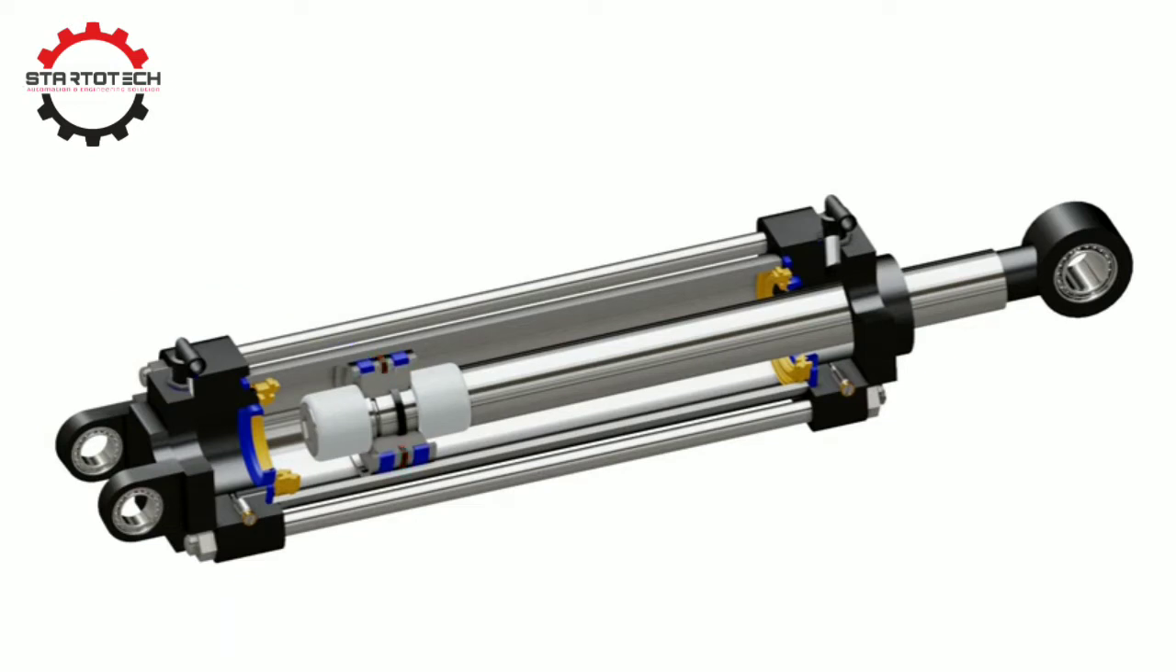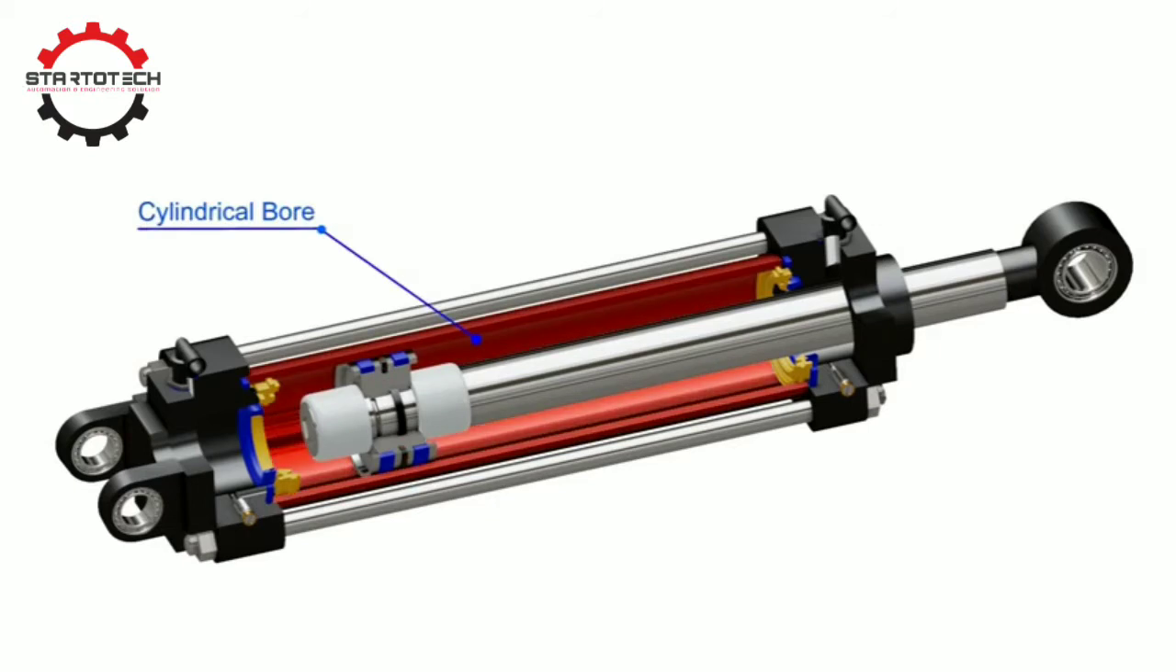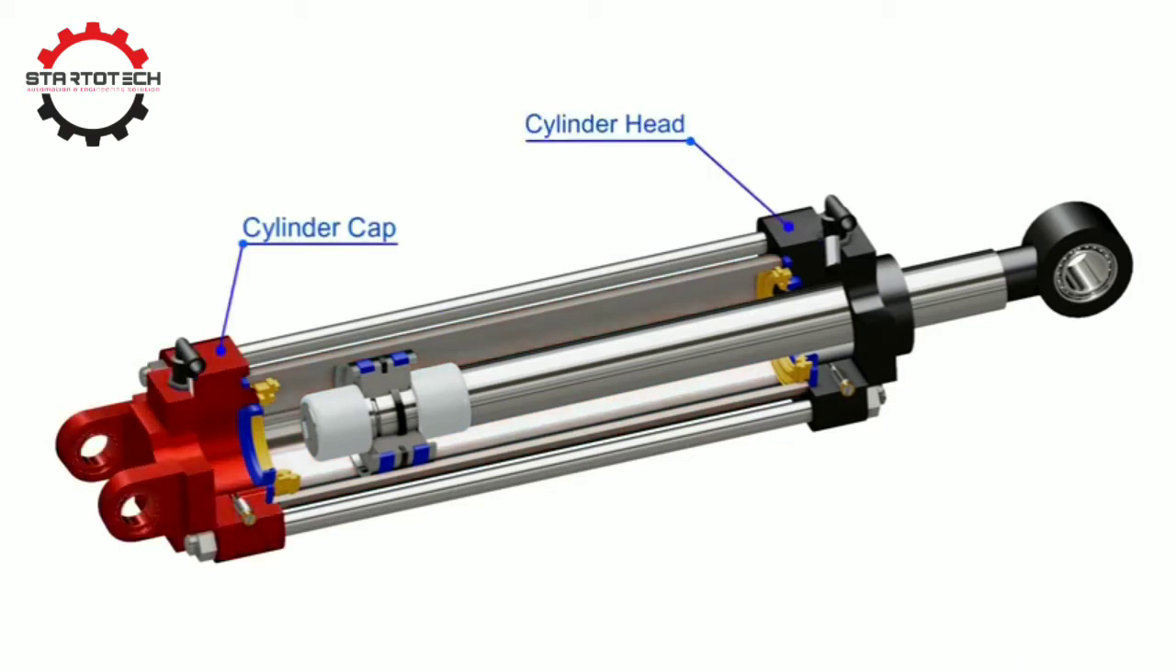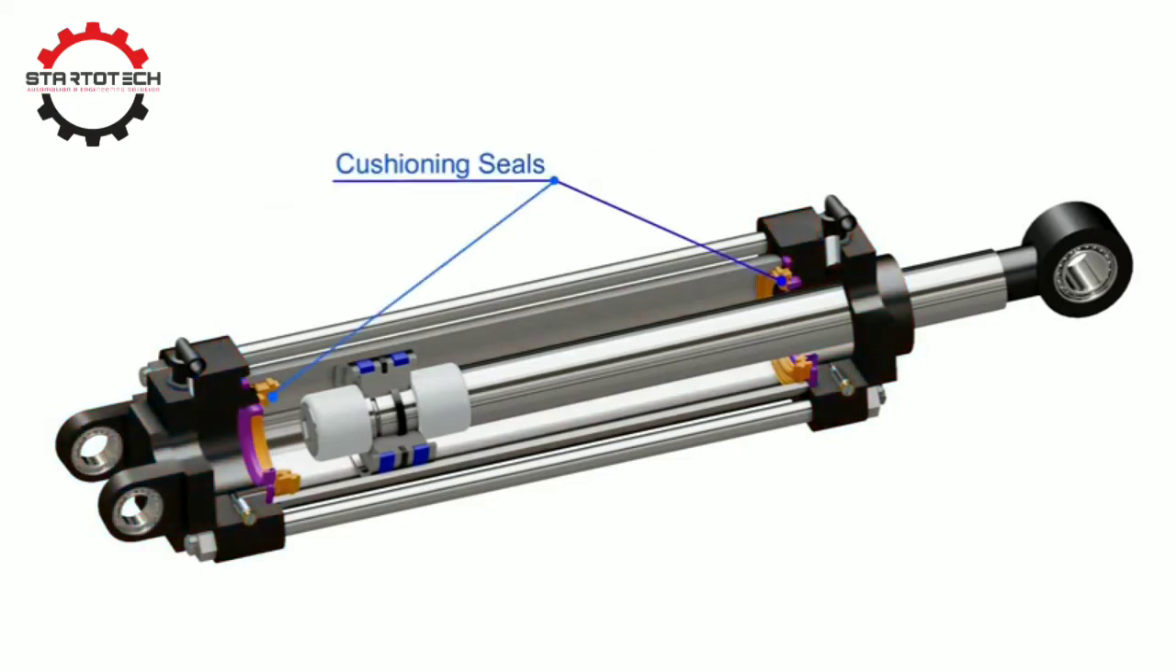This whole assembly then goes into a cylindrical bore. This cylinder is generally made up of aluminium or steel. A cylinder cap encloses the cylinder chamber at one end and the cylinder head encloses the chamber from the other end. Cushioning buffers and seals are installed on respective ends.